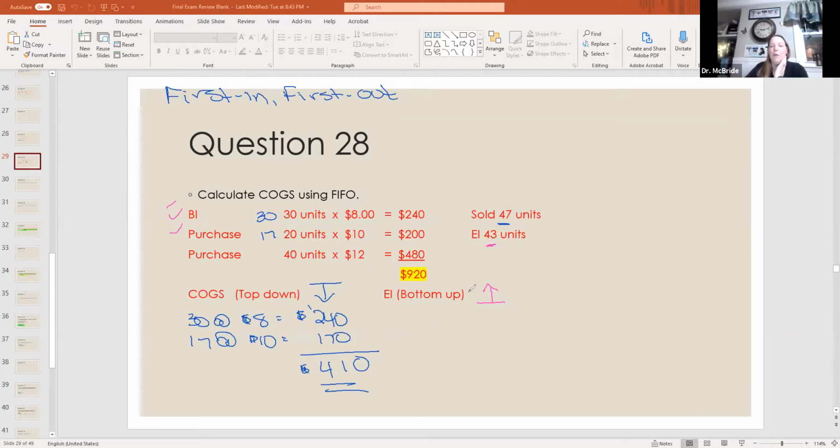We have 43 units in ending inventory. So I'm going to take all 40 of these and three of these. And notice also, now all the units are accounted for. 30, 17 plus 3 is 20, and 40. So for ending inventory, I have 40 at 12, which is 480. And then I have 3 at 10, which is 30, 510. Okay, are we good there?